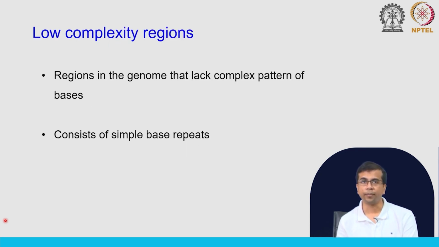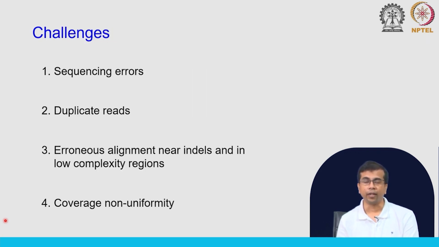As I have just mentioned, low complexity regions are regions in the genome that lack a complex pattern of bases, and they are simple base repeats. You can imagine, for example, the homopolymeric regions, where you have one single base repeated multiple times, and that can cause problems for the alignment and can also lead to several false calls. And then finally, we have coverage non-uniformity.